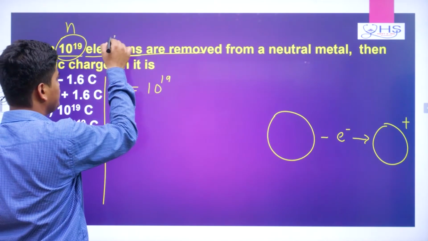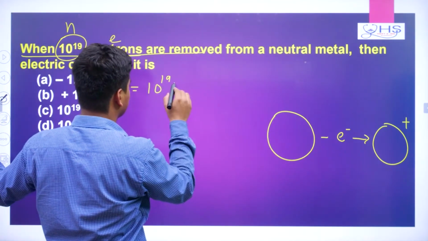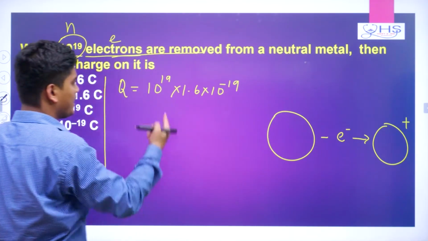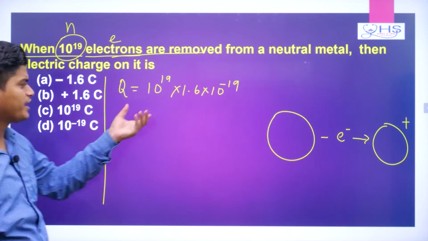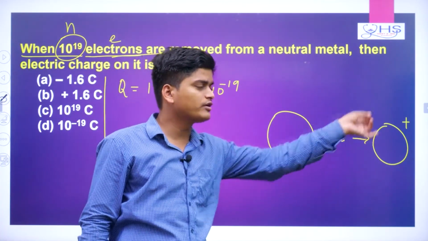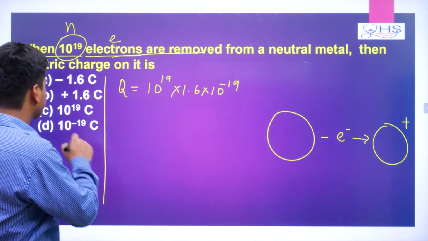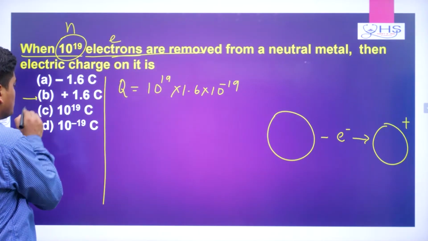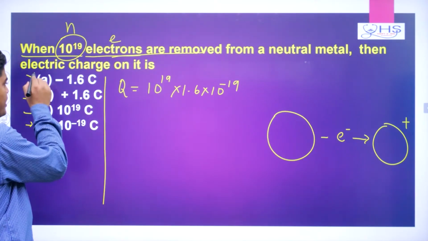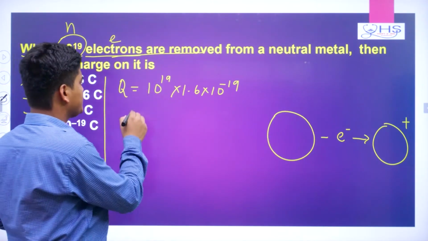Electrons are mentioned, so here e is the electronic charge, which is 1.6 into 10 to the power minus 19. Why am I not putting a negative sign here? We can, but I am calculating the magnitude of the charge, and I know that if I remove electrons from a metal, it becomes positive. So my answer will be one of the positive options; a negative one will never be the answer. I will check how much it comes to.